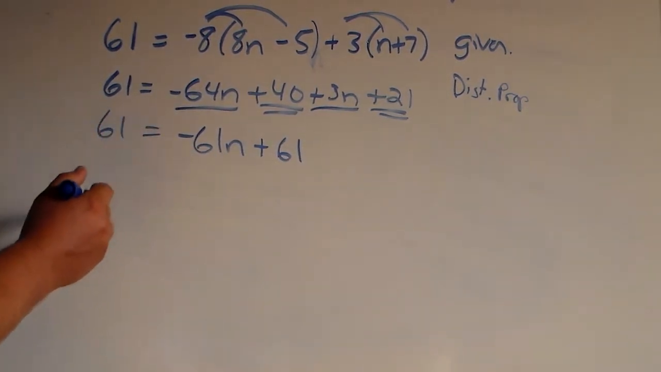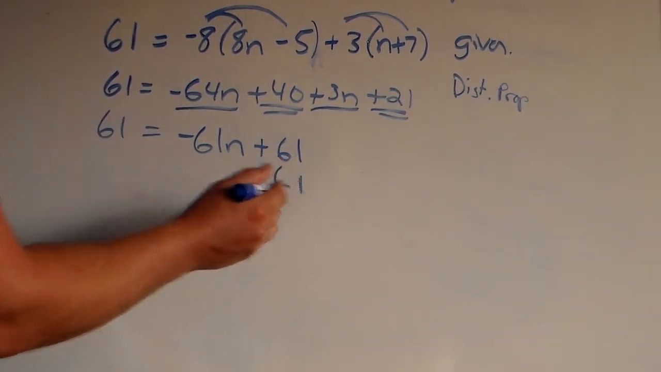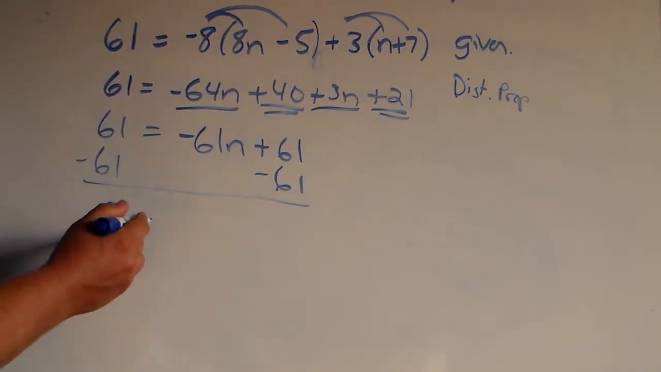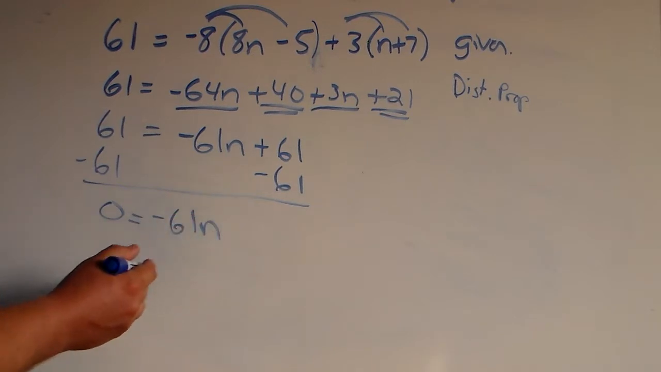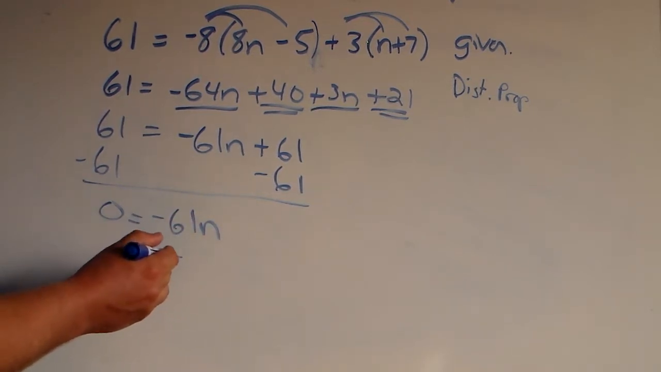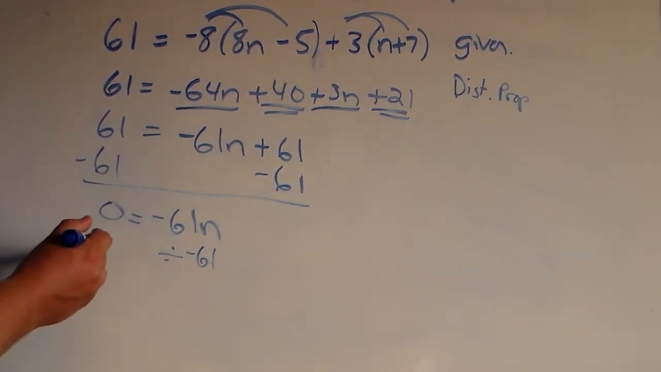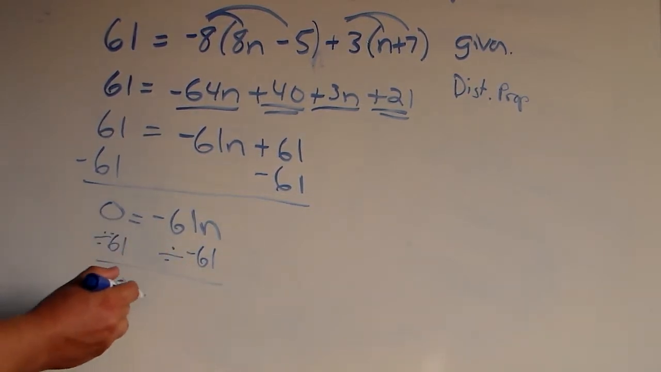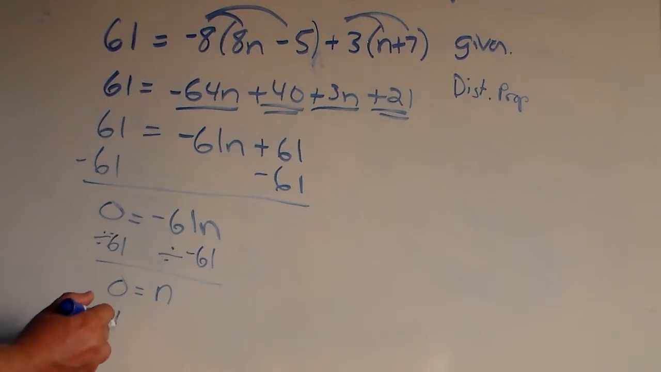Carry down the equals 61. Subtract 61 from both sides. We get 0 equals negative 61n. We then divide by negative 61 to both sides. We get 0 equals n, aka n equals 0.